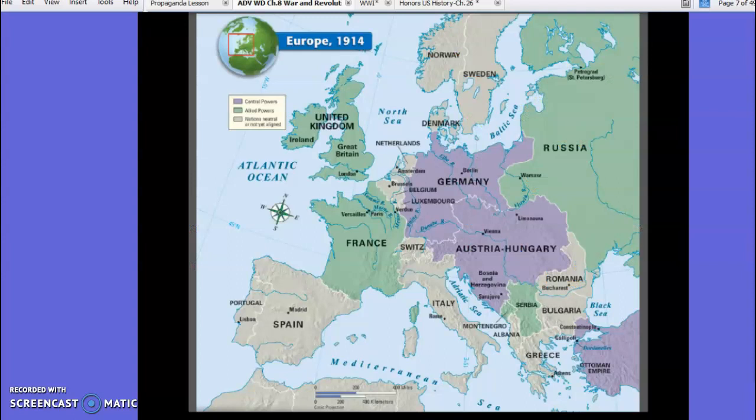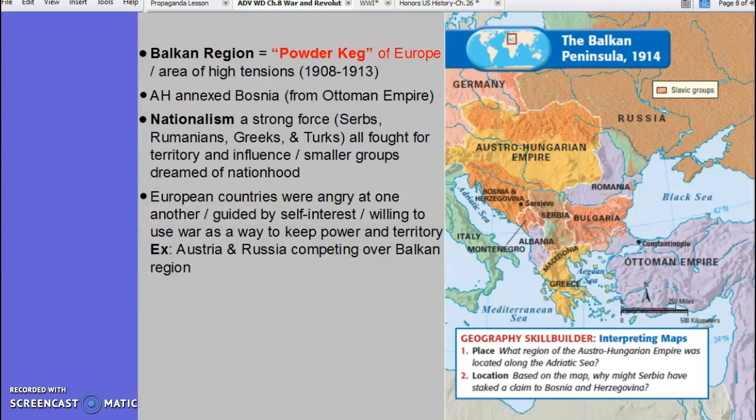Same map. This map is basically showing the two alliances once war begins. Okay, the Balkan region. It is important to understand this region and its role. This area right here is called the Balkan Peninsula. If you look carefully, in the Balkan Peninsula and this area of Russia, see this red shaded area, these are Slavic people.